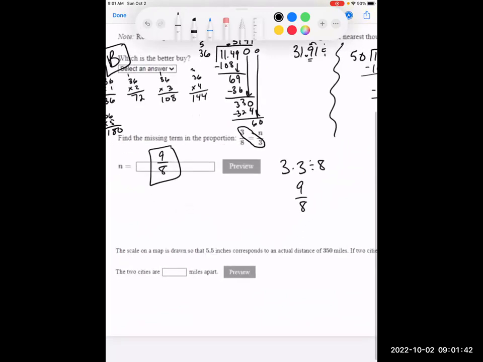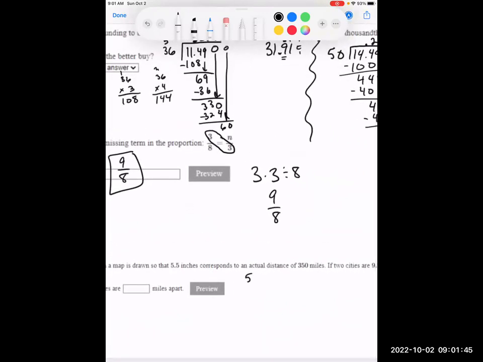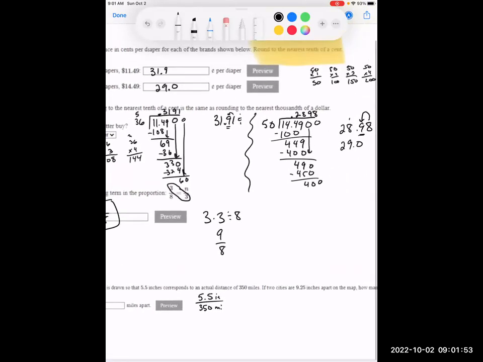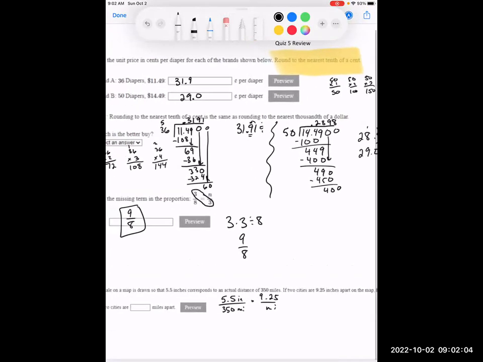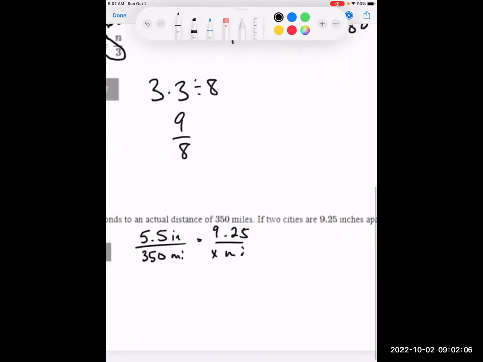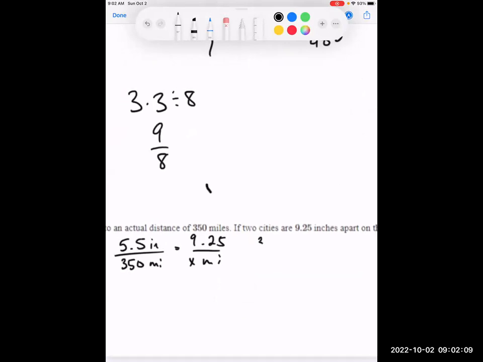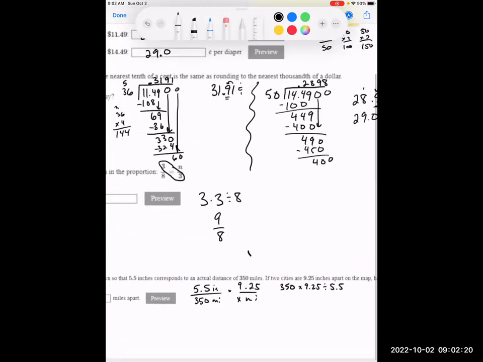The last problem, a scale on a map is drawn so that 5.5 inches, so we're going to set up a proportion, 5.5 inches corresponds to 350 miles. If two cities are 9.25 inches apart on a map, how many miles are they apart? So what you have to do here, same as before, you multiply the numbers diagonal, do 350 times 9.25, and then divide that by 5.5. Okay, and I'll let you guys do that on your own. That's how you set it up.